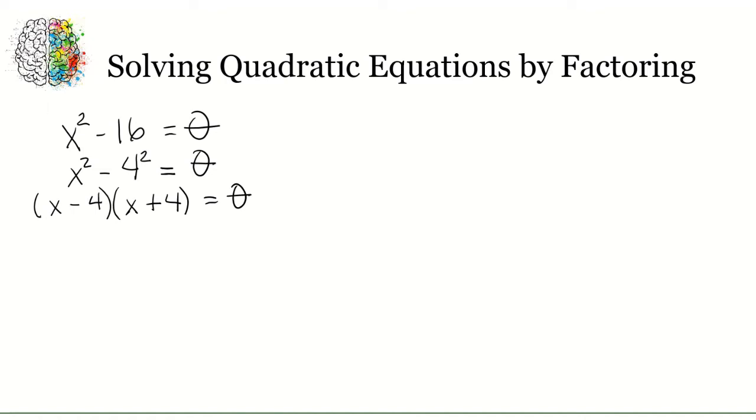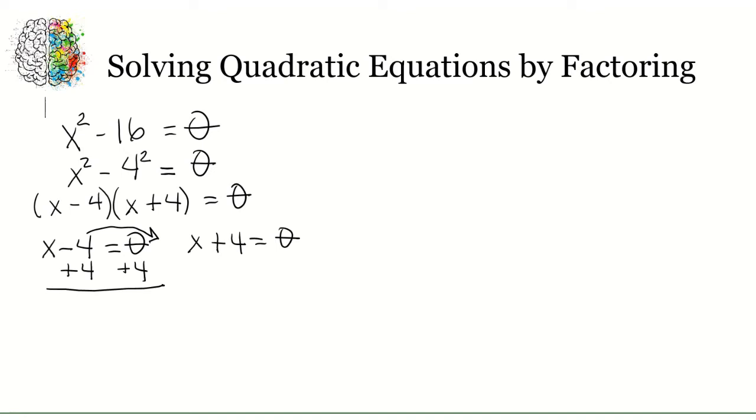And once again, using the zero product property, I'm going to set my first equation equal to 0 and solve for x, and set the second equation equal to 0 and solve for x. So I want to move that 4 over to the other side. I do that by doing the opposite to both sides. Negative 4 plus positive 4 is going to equal 0. 0 plus 4 is a positive 4, so that gives me one solution as x equals 4.